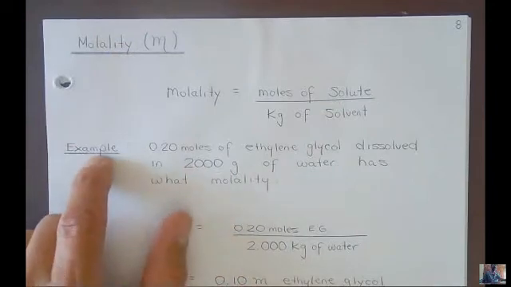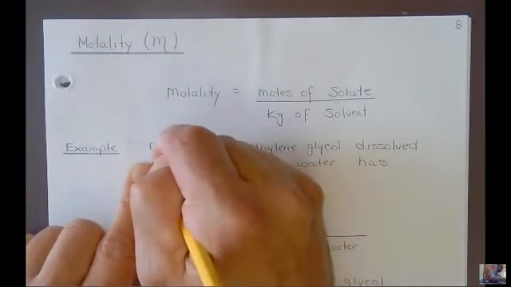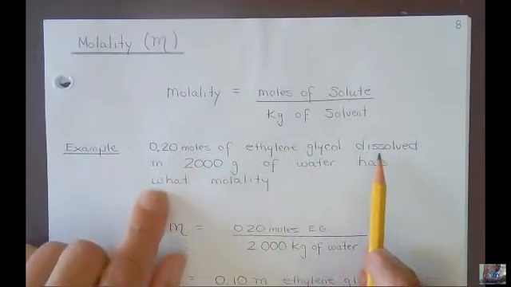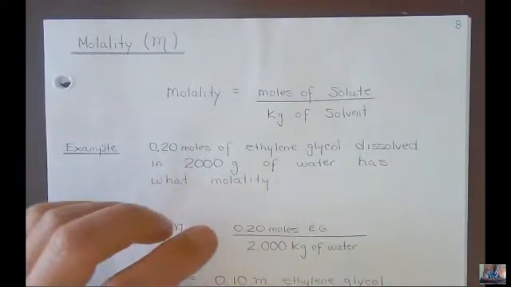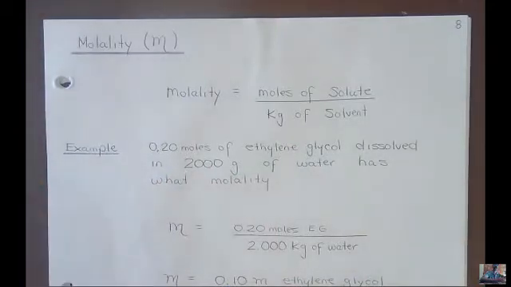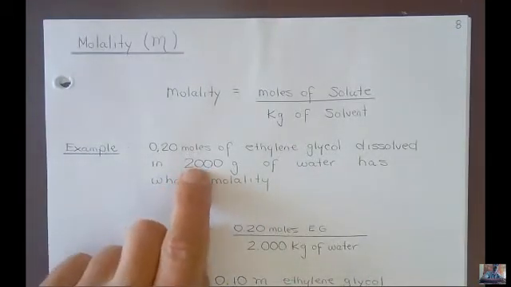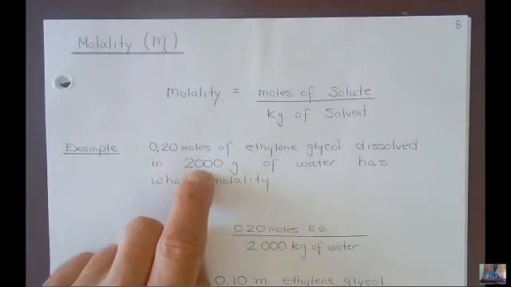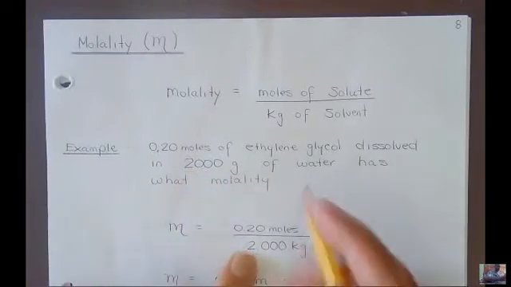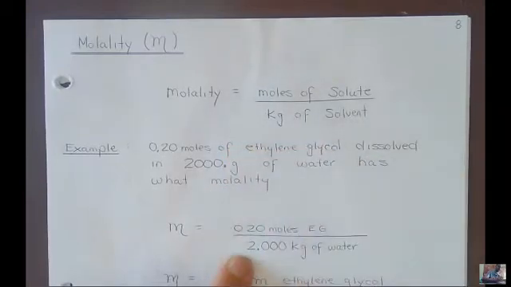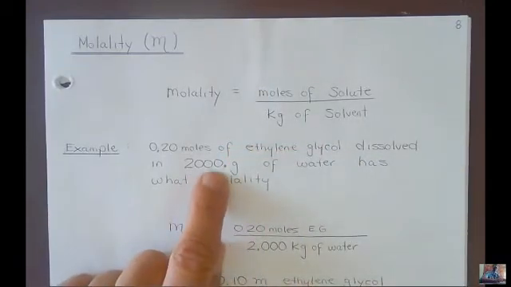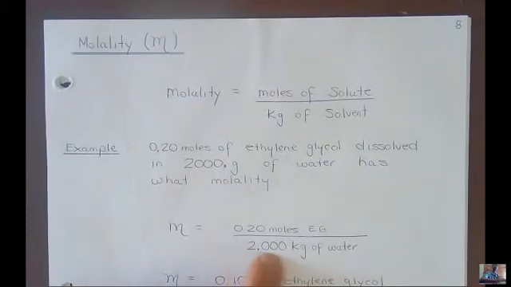Okay, easy example. 0.2 moles of ethylene glycol dissolved in 2000 grams of water. So I don't have to wait this time to mix it up to bring it to the total. I know exactly how much water to add. I add 2,000 grams. Well, what's 2,000 grams? That's 2 kilograms. Now, I don't lose any accuracy. If this had a 2,000 at the end, this number would have 4 significant digits.